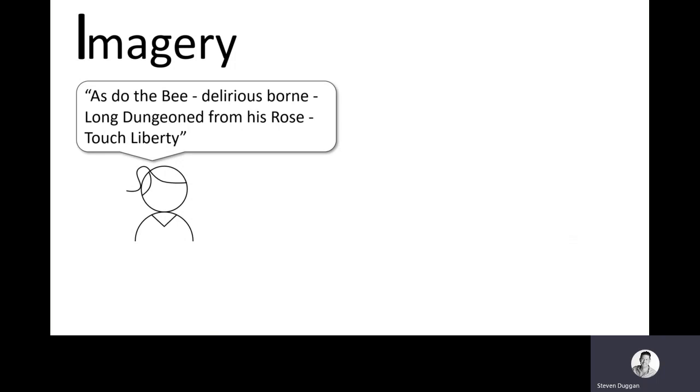And we compare that, for example, with this one. This is from Emily Dickinson's The Soul Has Bandaged Moments. As did the bee, delirious born, long dungeon from his rose touch liberty. In this instance, we're not told that the rose was like a dungeon for the bee. There's a direct comparison, and this therefore is a metaphor.